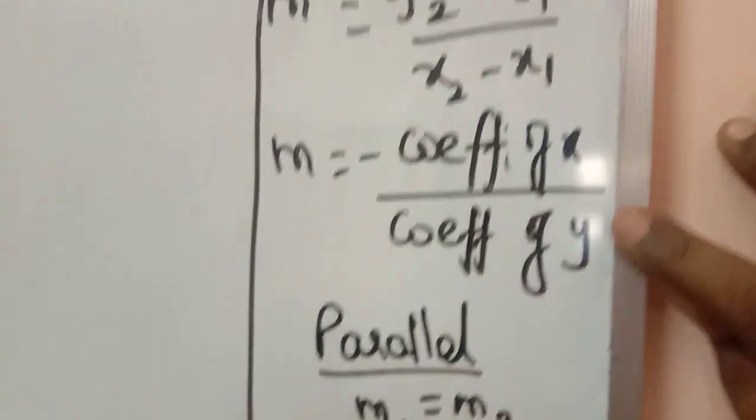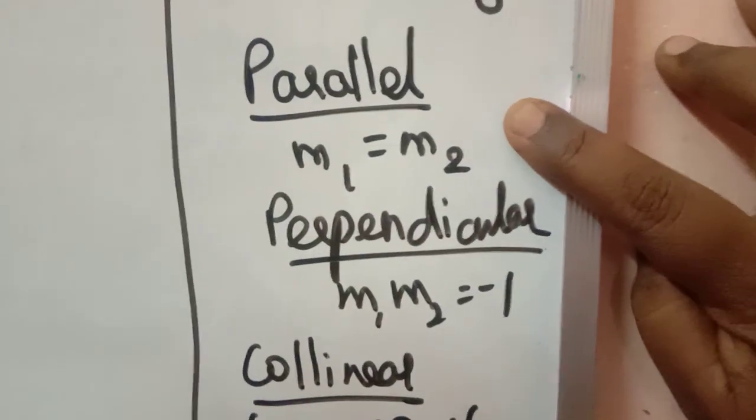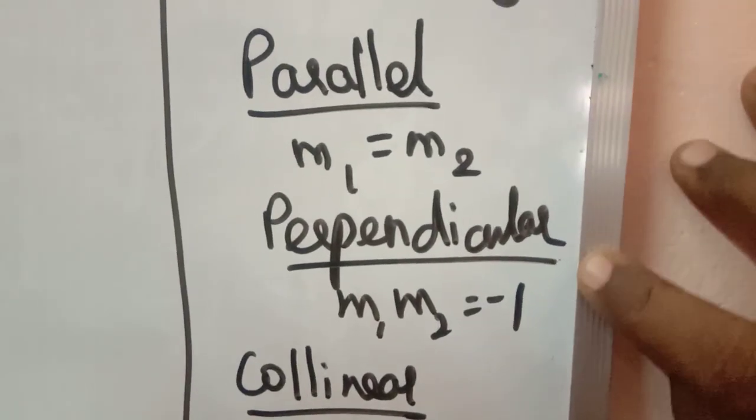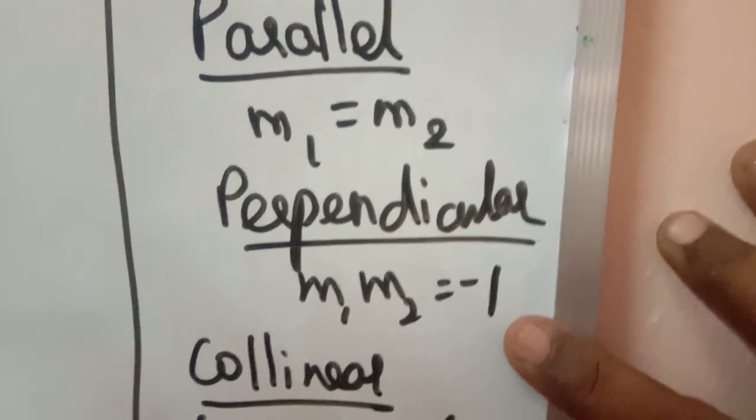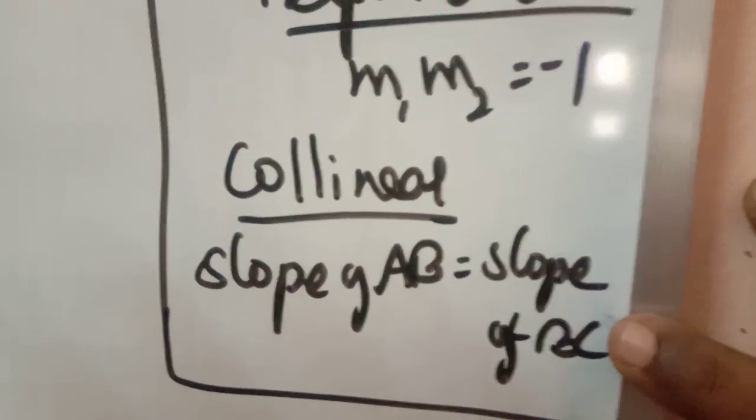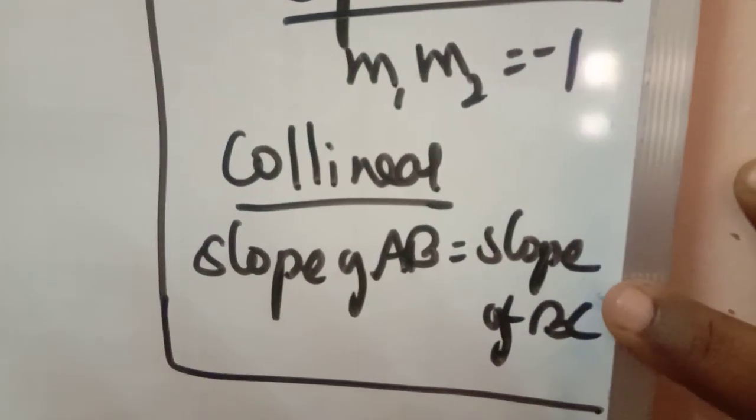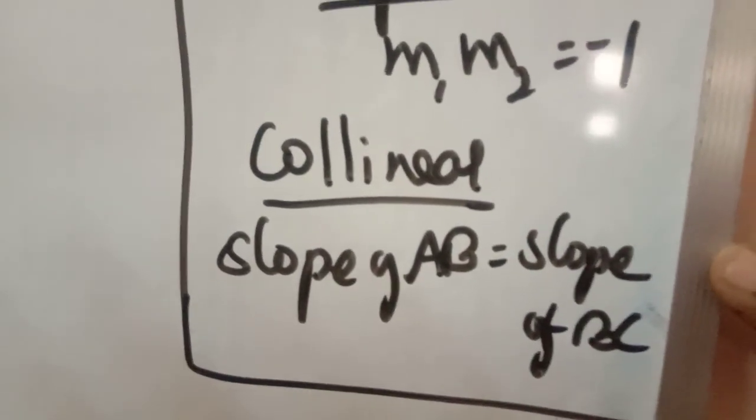Next, parallel and perpendicular. If two lines are parallel, their slopes are equal. That is m1 equal to m2. Perpendicular condition: if two lines are perpendicular, the product of their slopes is minus 1. That is m1 m2 is equal to minus 1. Next, collinear condition: slope of AB equal to slope of BC. This condition is for this exercise. In the previous exercise we studied area of triangle equal to 0. Right? Come to the exercise.